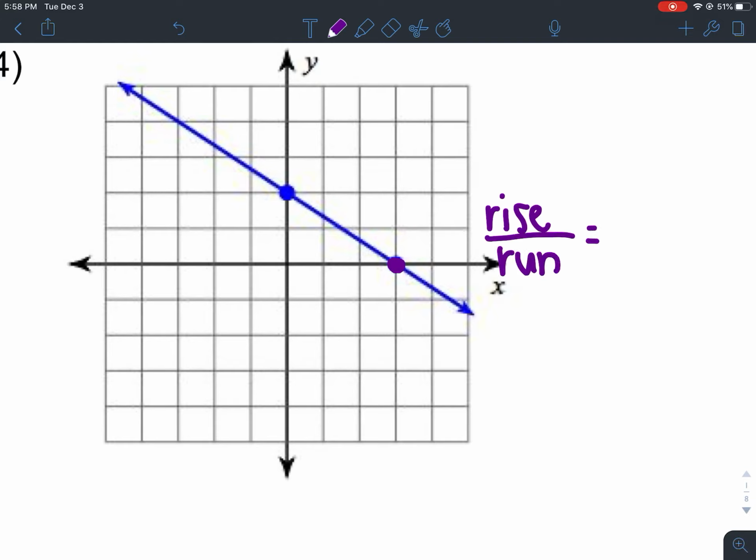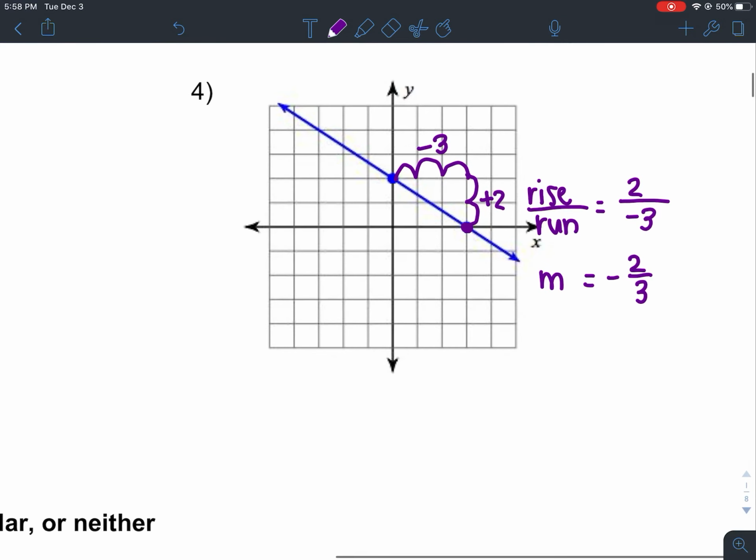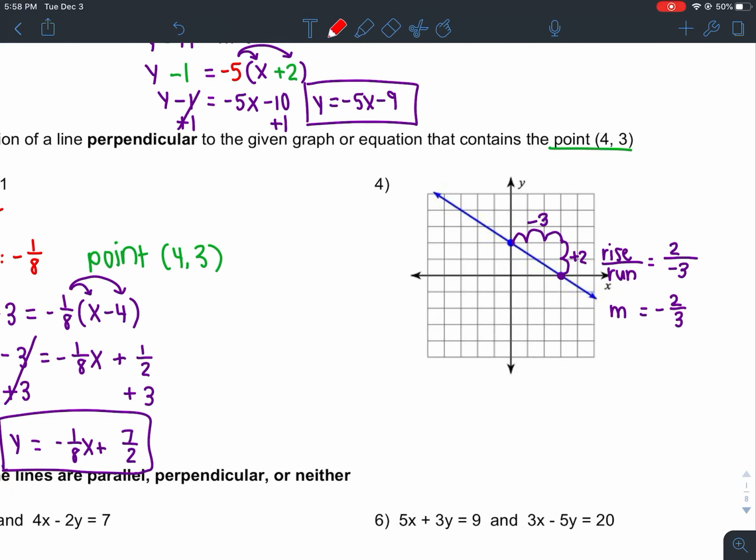So if I rise to the next point, that's going to be up 2, so plus 2, over my run, which is going to be to the left 3, so that's minus 3. So my slope is negative 2 over 3. Is this the slope I want to use for my new equation? No. If I use this slope, it will be a parallel line. I don't want to use this slope.